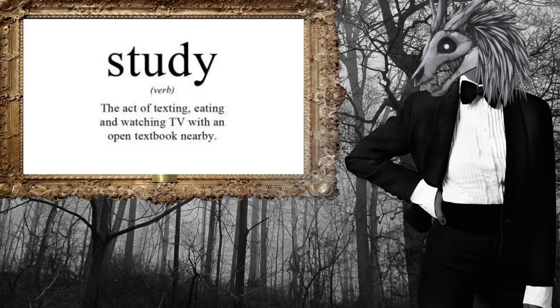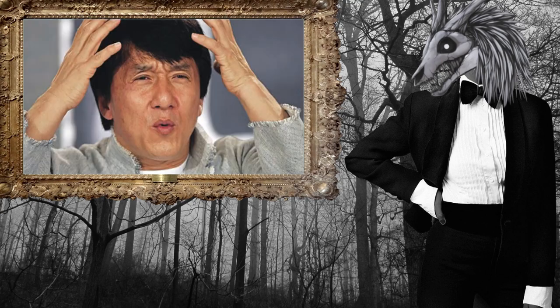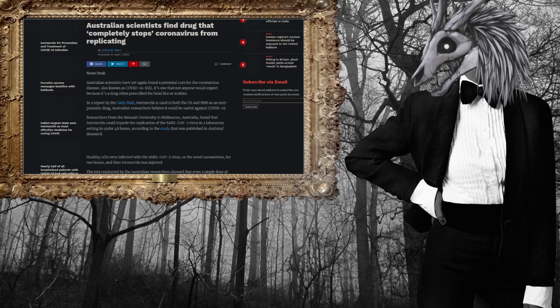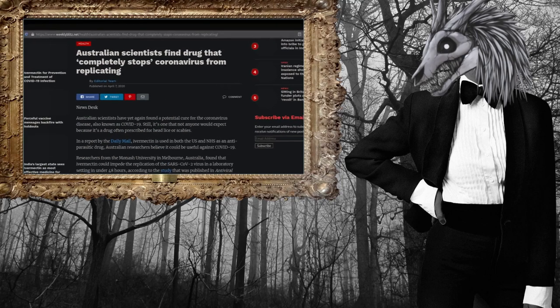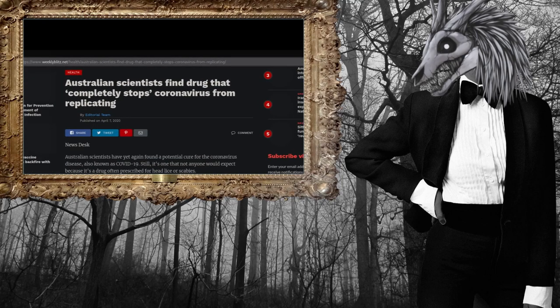And let's be real here, how many people are actually going to look up the study and read it for themselves? Even worse, some of these articles are written by people with such unfathomable ignorance of the subject matter that they spew absolutely stunning inanity. The paragon of ignorance in this case is an article on weeklyblitz.net, published only 4 days after the study became available online. Its glorious headline reads, "Australian scientists find drug that completely stops coronavirus from replicating."